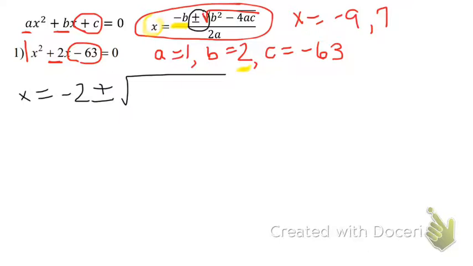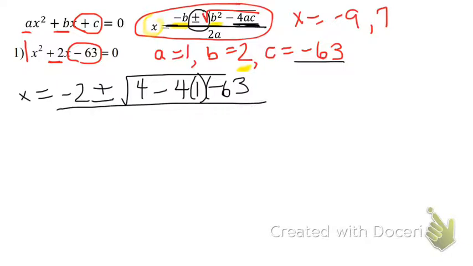Underneath that square root, we have b squared, so that's 2 squared, or 4, minus 4 times a and times c, because if they're squished together, that means multiplying. So 4 times a, which was 1, and c, which is negative 63. Next, there's this big fraction bar, and the fraction bar goes all the way over to the beginning. So all over 2 times a, and a is 1.